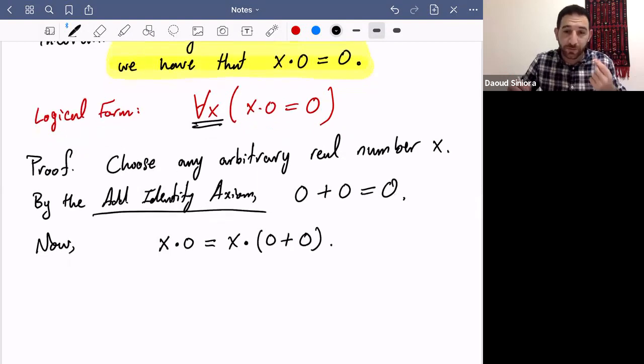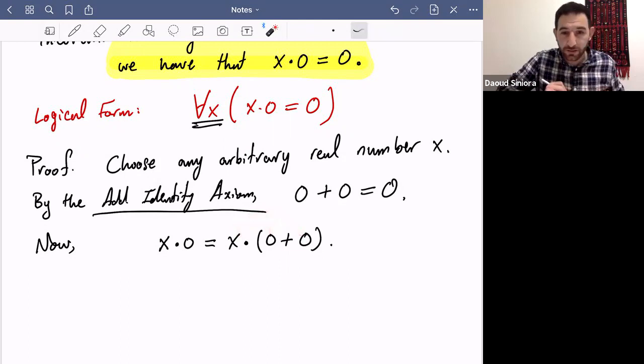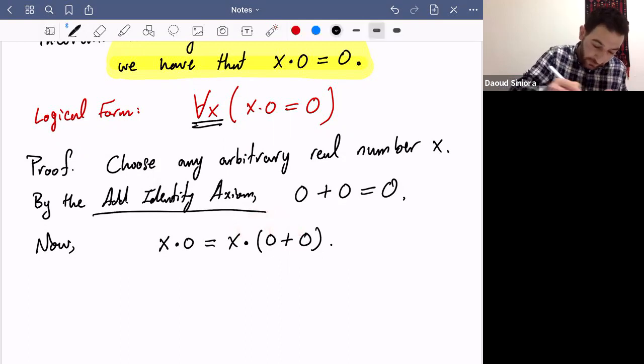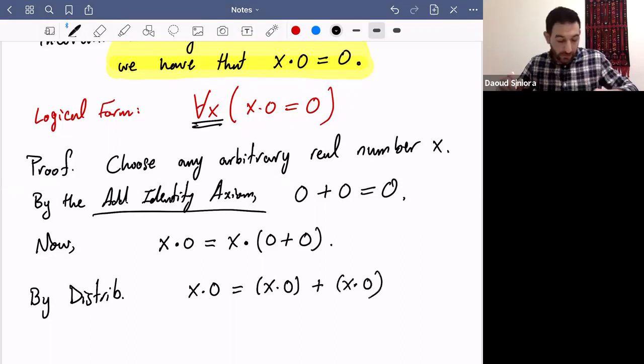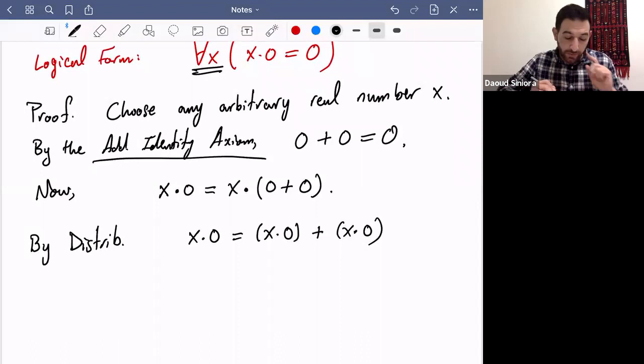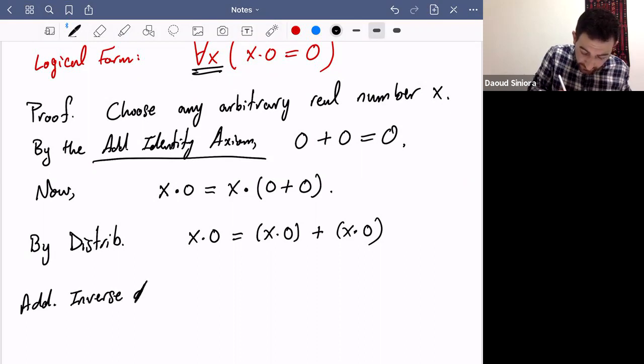Now we use the distributivity axiom to distribute this multiplication over this addition. So we will distribute this x over the 0 plus 0. So by distributivity, what do we get? The left-hand side is x times 0, and the right-hand side will be x times 0 plus x times 0. Okay, now we will use the additive inverse axiom. So let me write it here. By the additive inverse axiom. Okay, what does it say?